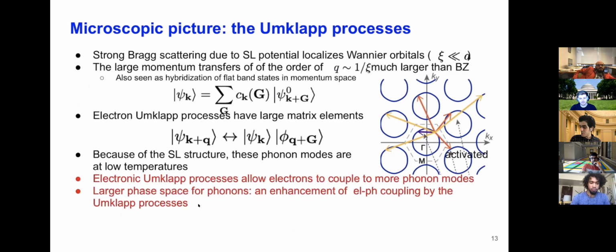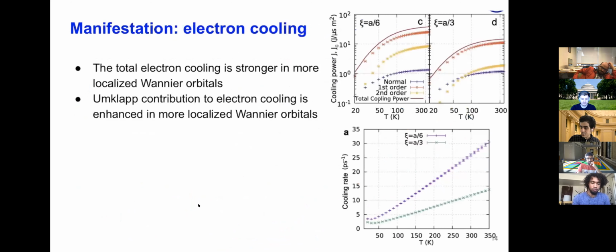Now, these are the Umklapp processes, and now we have more modes to connect to, and the localized Wannier orbital will give us higher enhancement. We can go and do some numerics, and this is what I want to finish with.